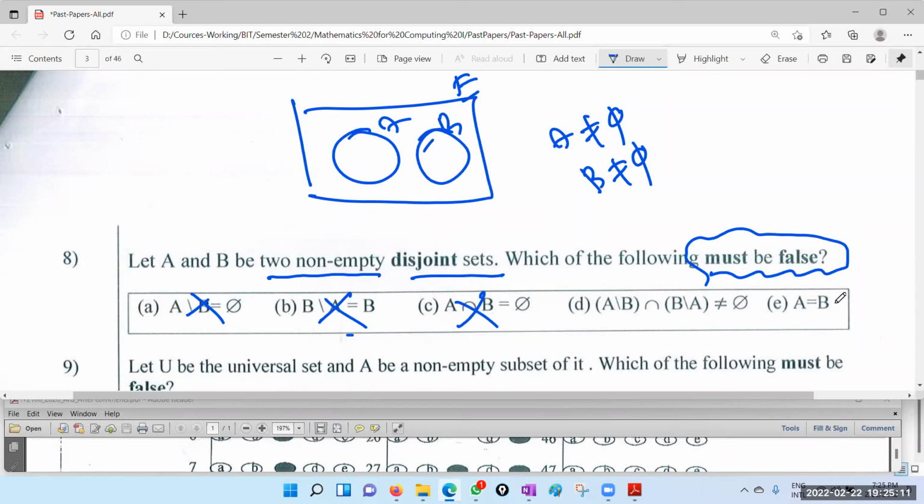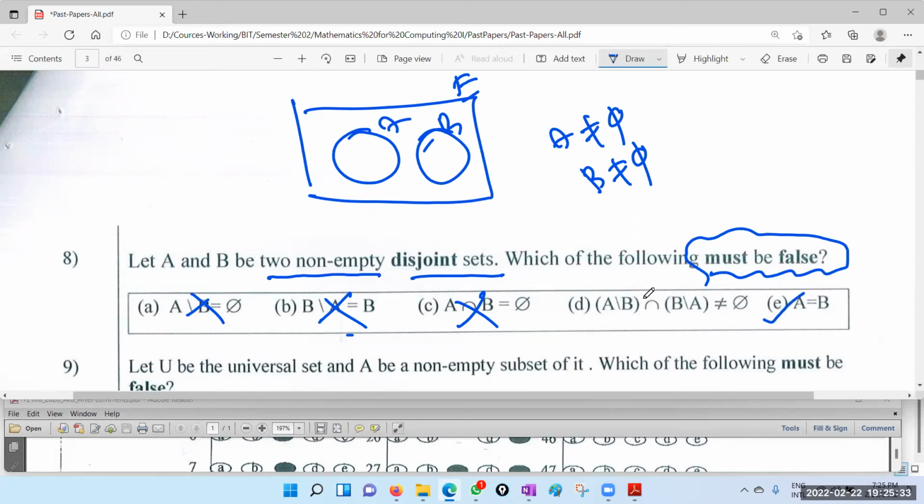A equals B. When they are disjoint and non-empty, there's no way A equals B. If A equals B, how can you say that they are disjoint when they are the same? And also they say they are non-empty sets. So therefore this must be false. Definitely this is wrong. So that is what we need.